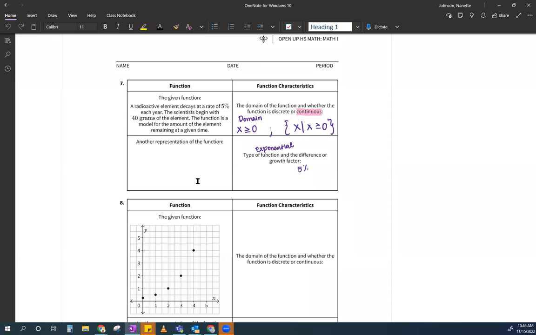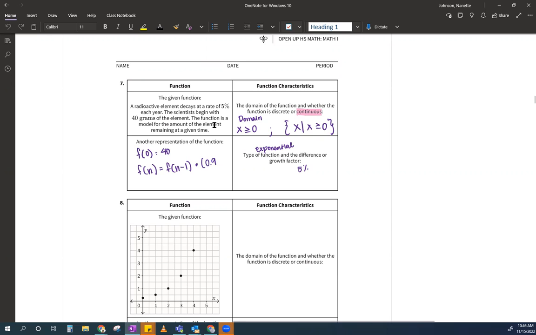So f of 0 is going to be 40. And then f of n equals f of n minus 1 times. Now, if I multiply it by 0.05, that 0.05 represents the amount that is gone. So I don't want to multiply by 0.05. I actually want to multiply by the rest of it, which if you think about the rest of it, that's 0.95, because that's how much is left.